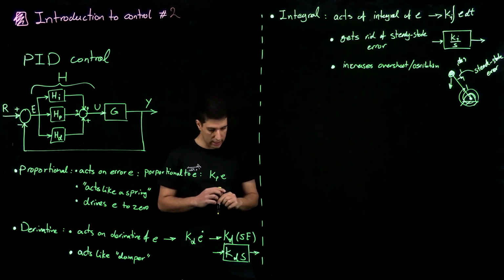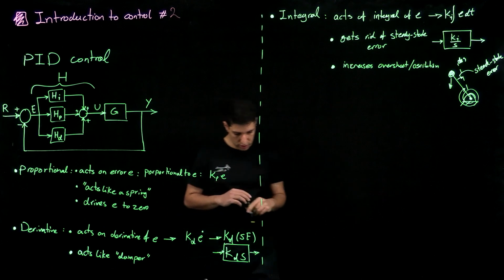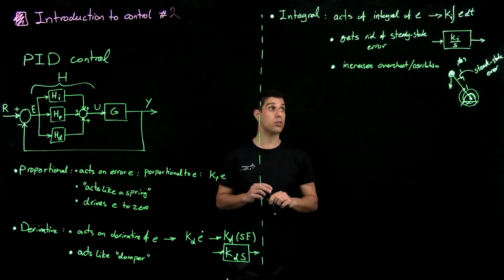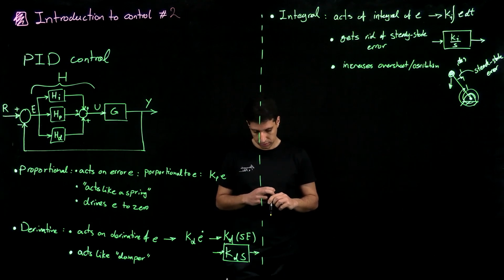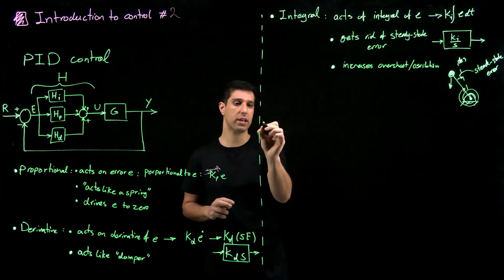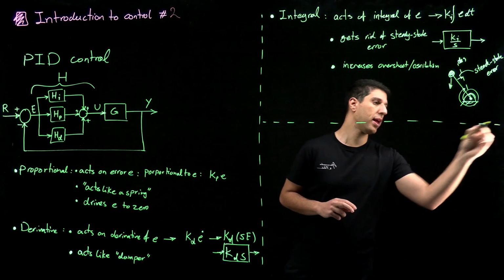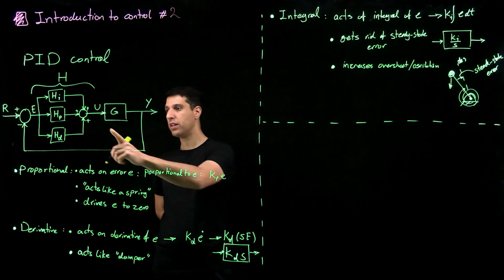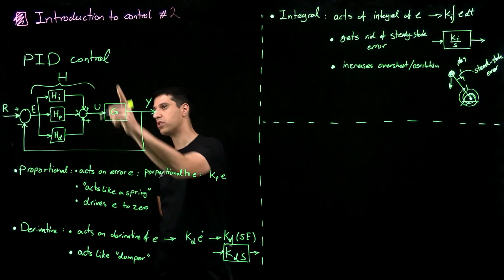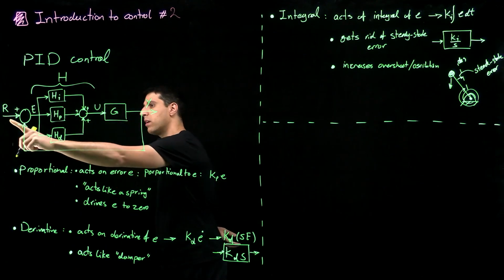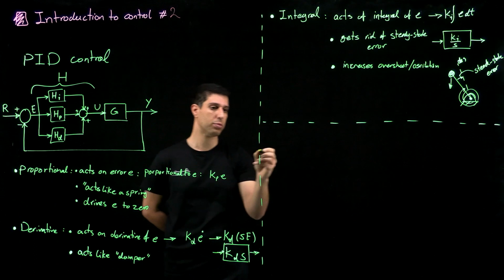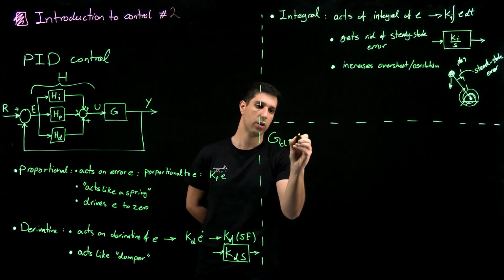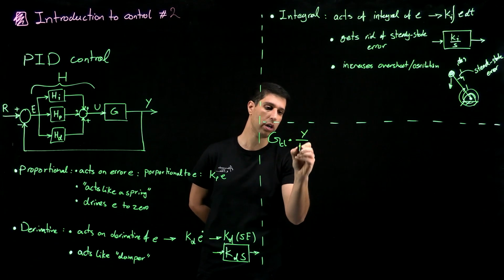So, okay, that is kind of an intuition about what these controllers do to the system. And the last bit I have, just because we like equations, let's find the closed loop transfer function of this whole system from the reference to output. So I'm trying to find G of closed loop, which is Y over R.